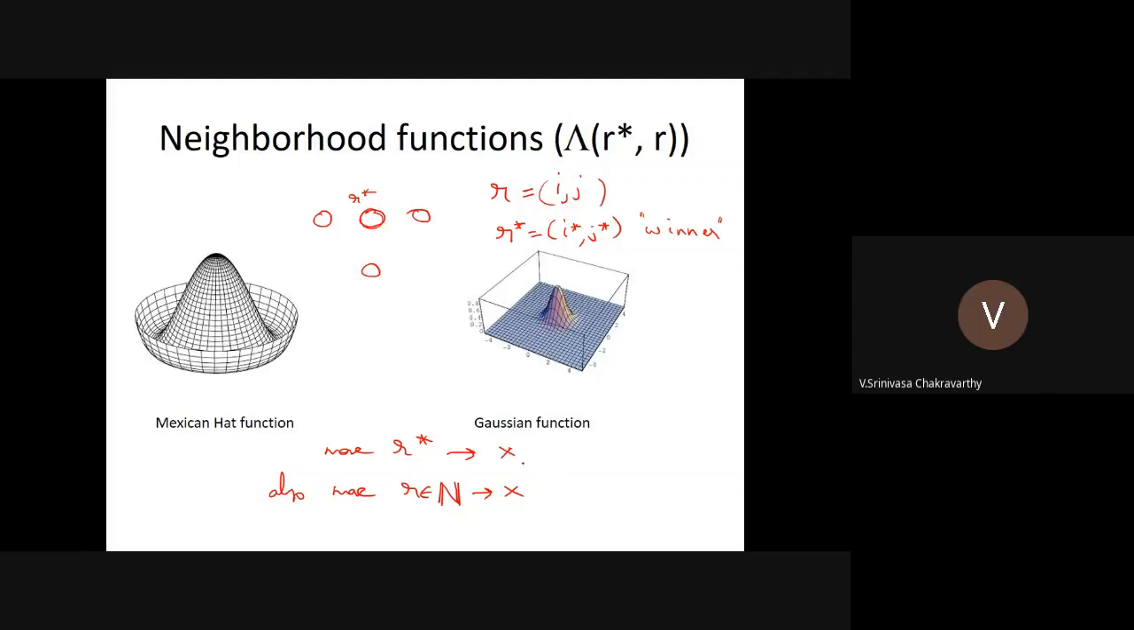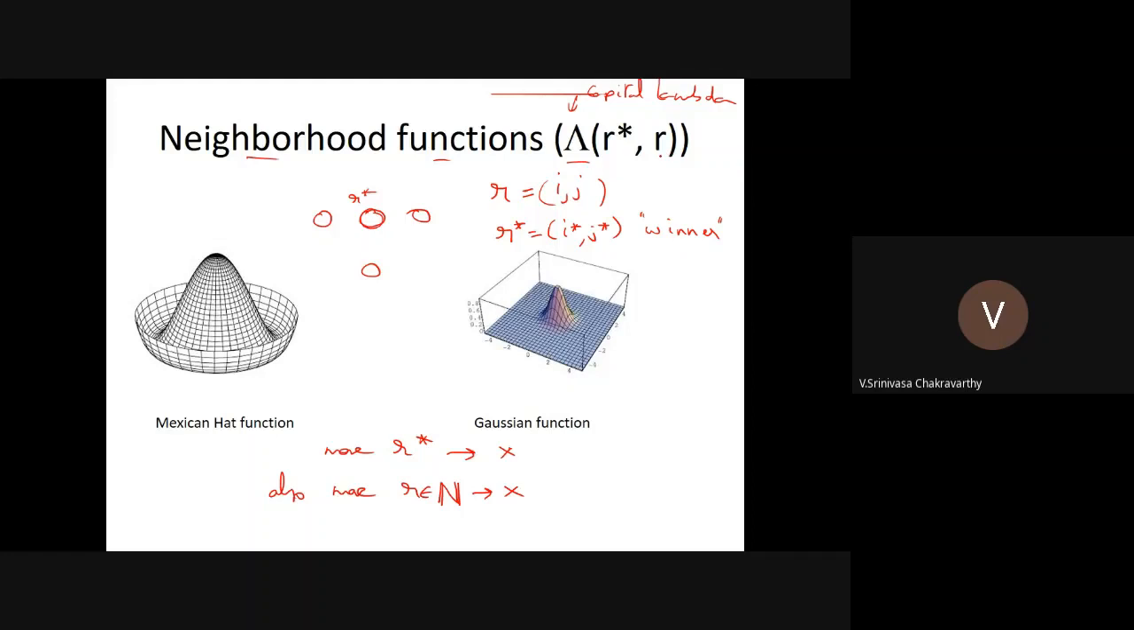Now, just like before, how do I make sure that only those which are within some neighborhood of r star are moved towards x, and how do I do that? For that, just like we use Gaussian in the scale-based clustering case, here also we use Gaussian or other functions. We use something called a neighborhood function, and that is given by this. This is like a capital lambda, uppercase lambda, which is a function of r star and r.